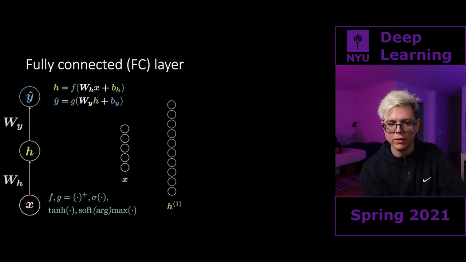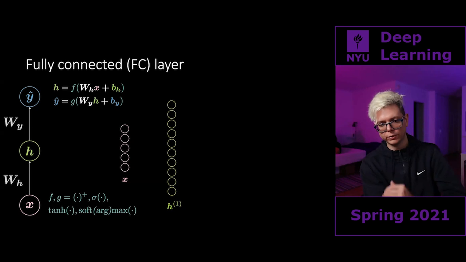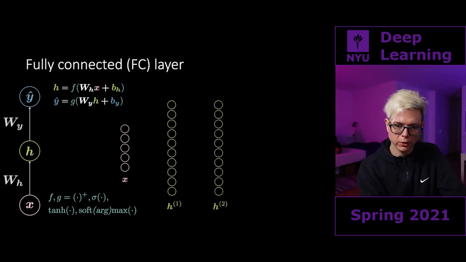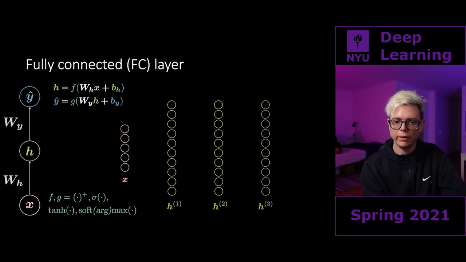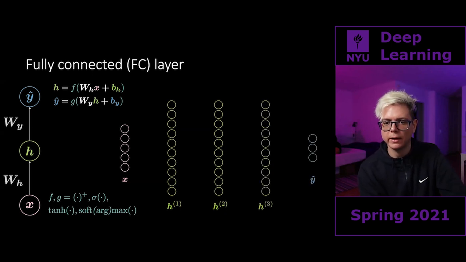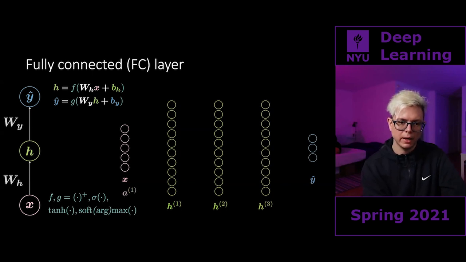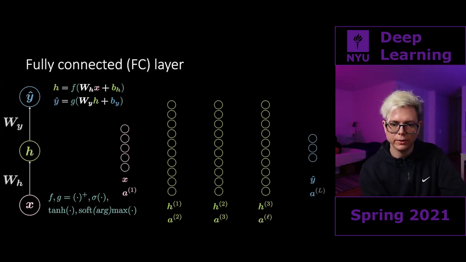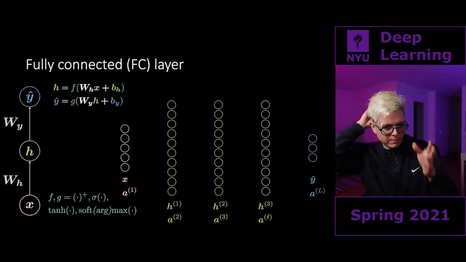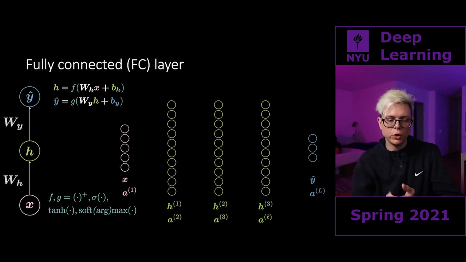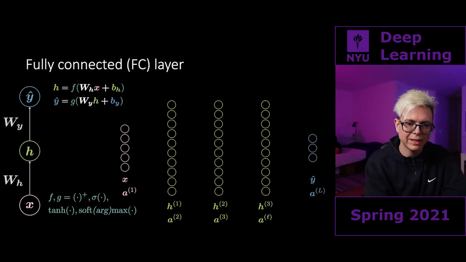Then I have, let's say, my first hidden layer. That's why it's called h, for hidden. Then I have the second hidden layer, then the third hidden layer, and so on until I have my final output layer. The first layer is also called a1, the activations of layer one. Then you have layer two, three, four, until the last one. Now we have five layers in this case, right? For me, layers are the collections of neurons, and I do count the first layer to be the input layer.